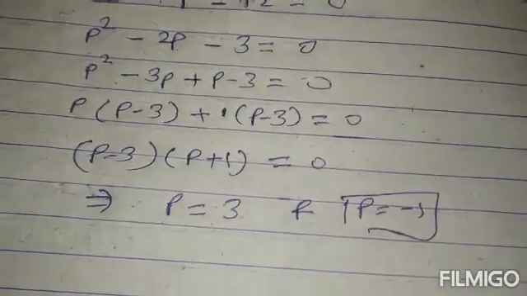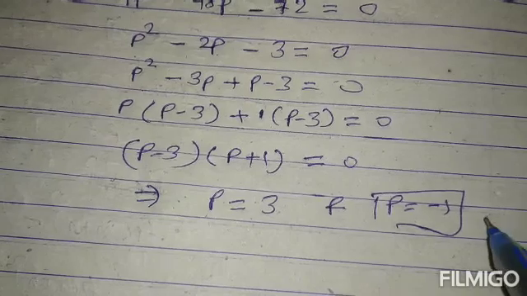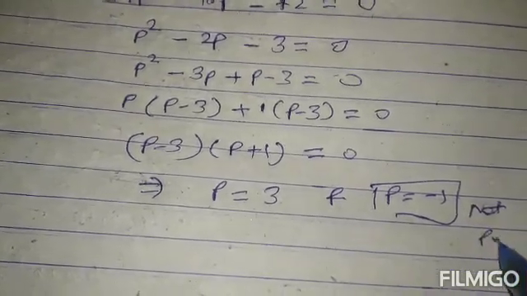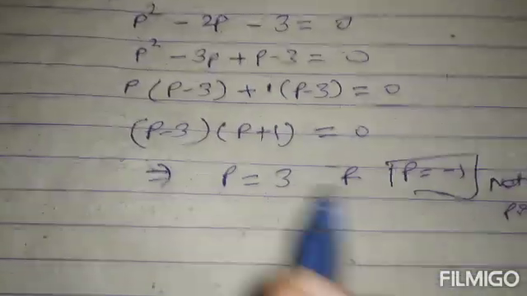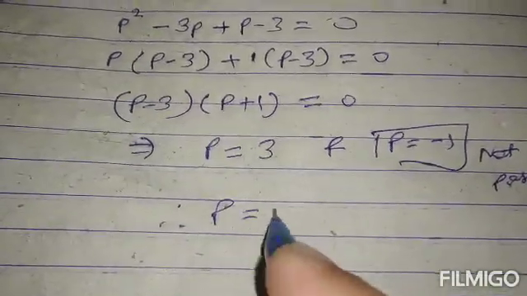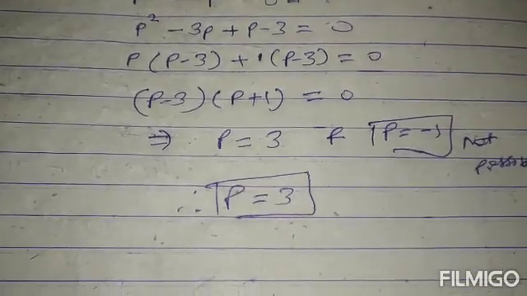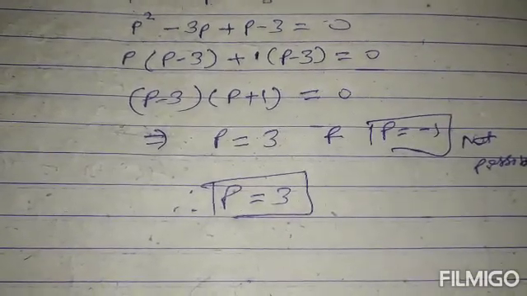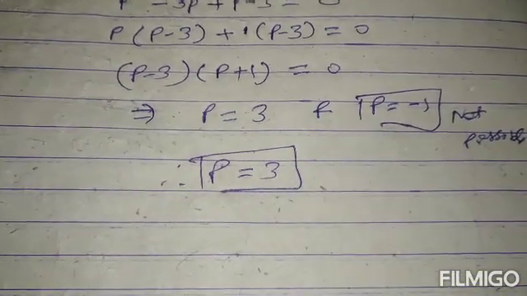But p equals minus 1 is not possible. This one is not possible. Therefore p equals 3. Now we have found the value of p. Now we have to find the roots of the equation.